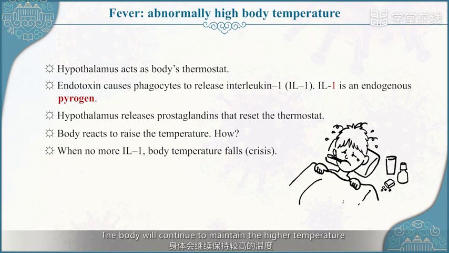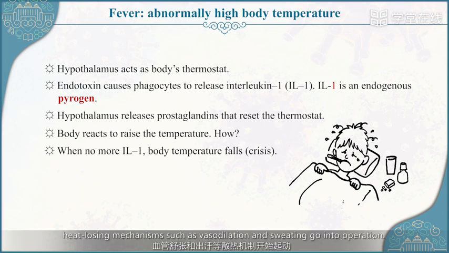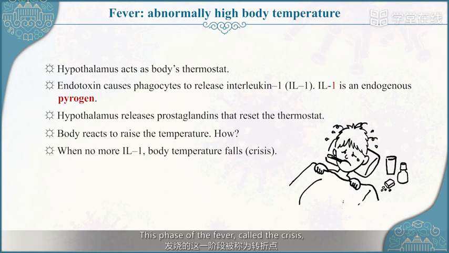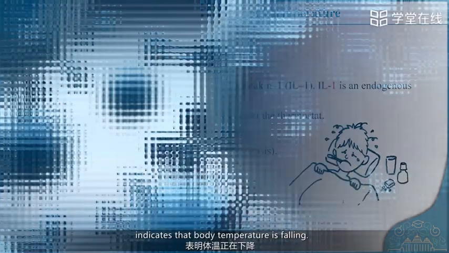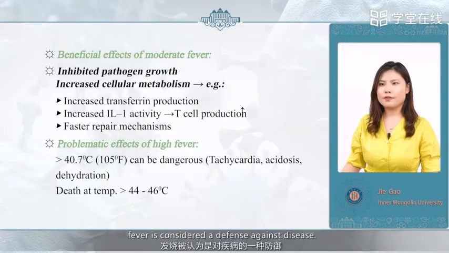The body will continue to maintain the higher temperature until the cytokines are eliminated. The thermostat is then reset to 37 degrees. As the infection subsides, heat-losing mechanisms such as vasodilation and sweating go into operation. This phase of the fever, called the crisis, indicates that body temperature is falling. Up to a certain point, fever is considered a defense against the disease.